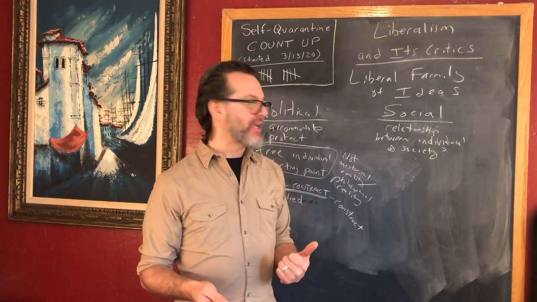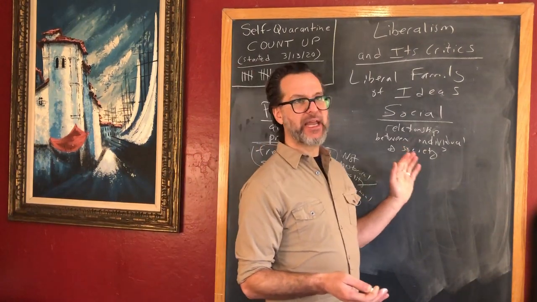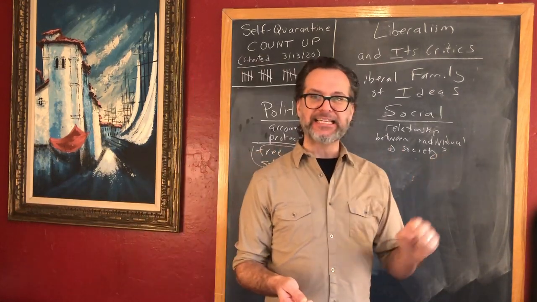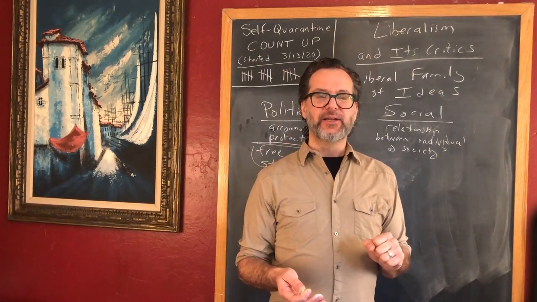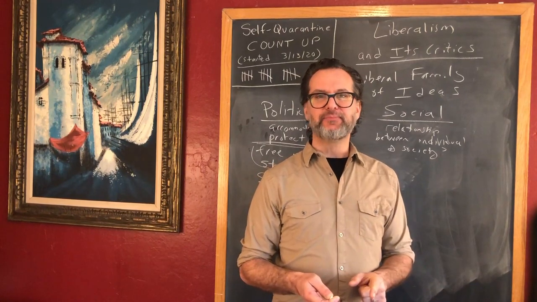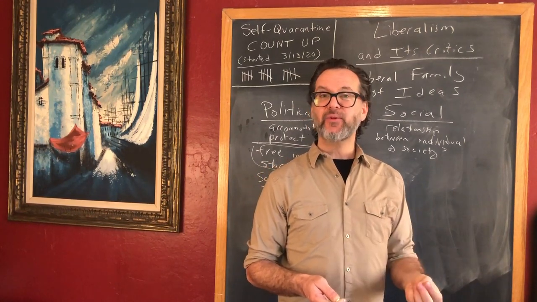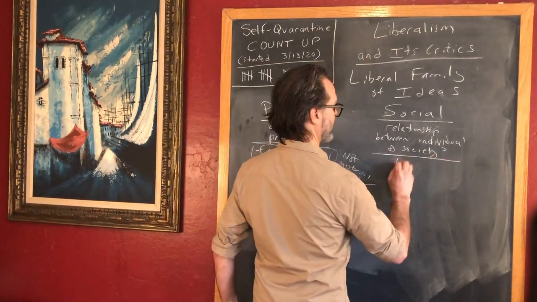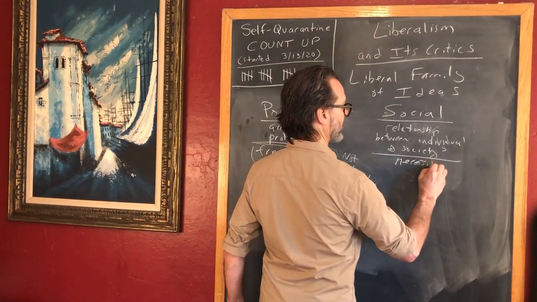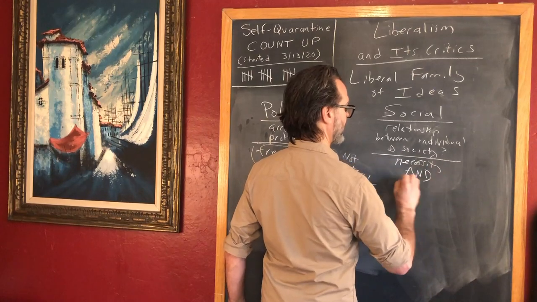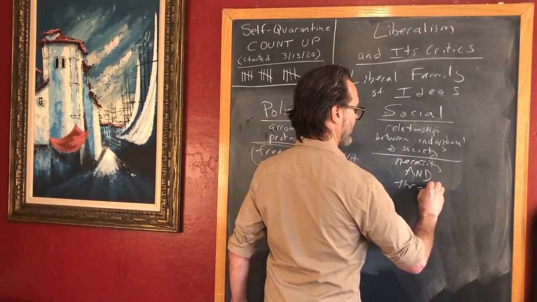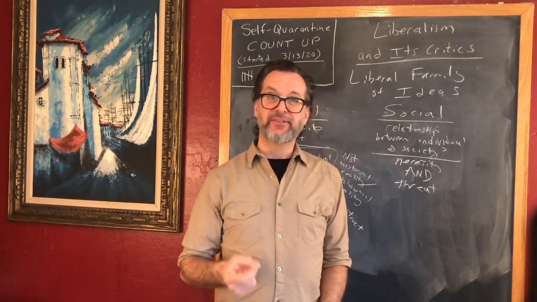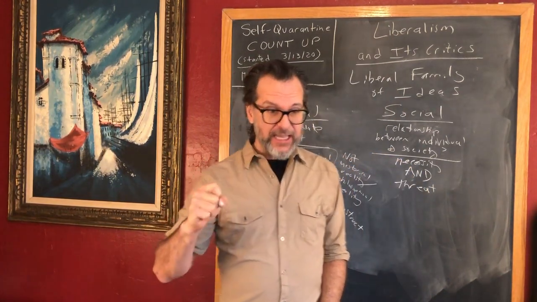And one of the things in the domain of social liberalism is this idea that society is both a necessity for and a threat to the individual. Necessity and threat. And it's a necessity in a variety of ways.